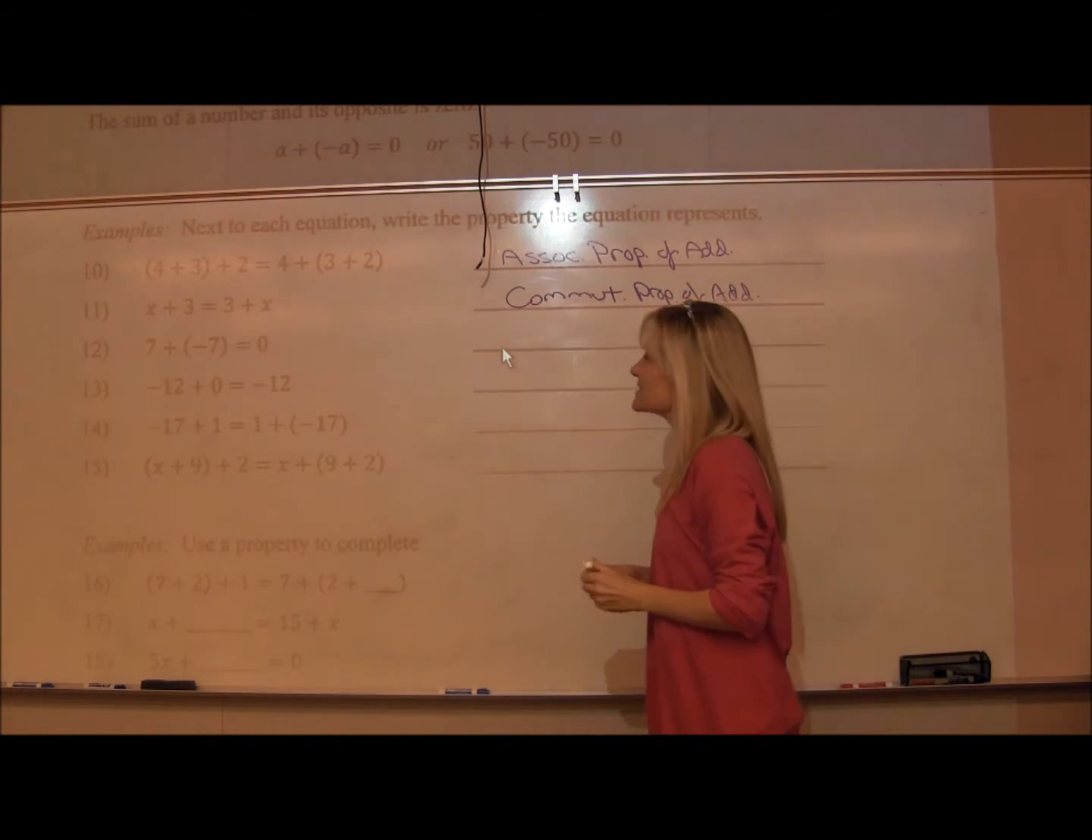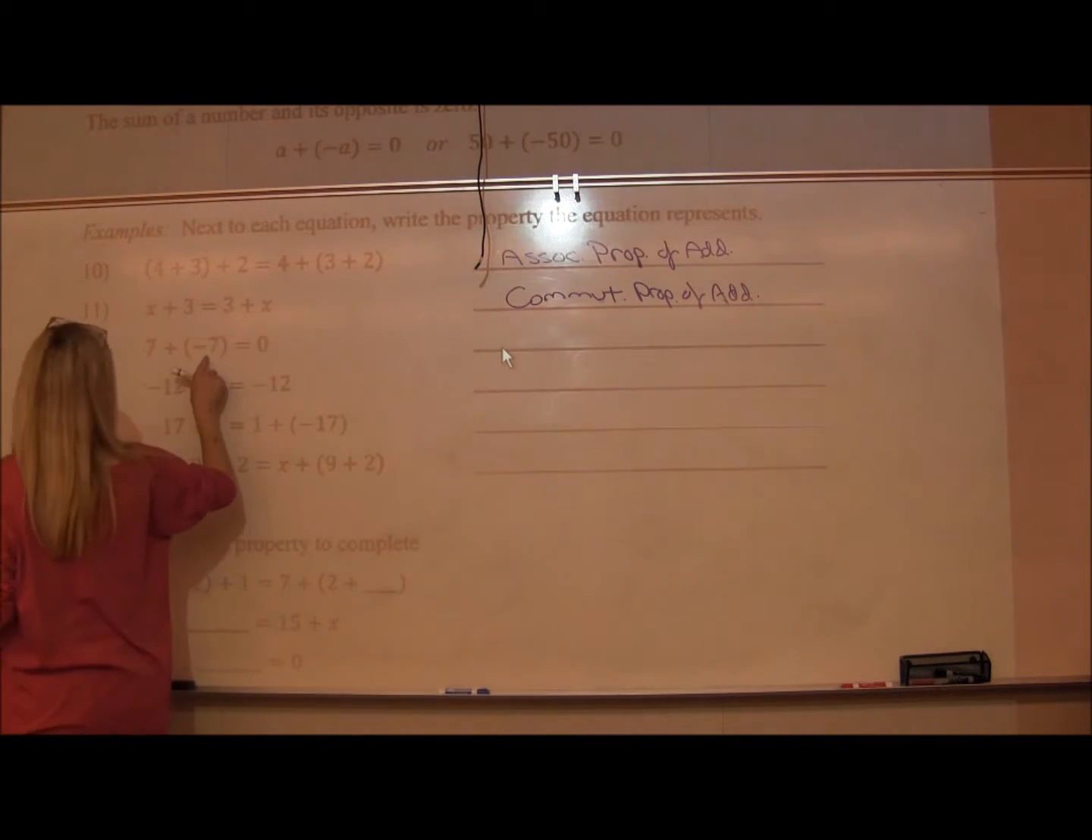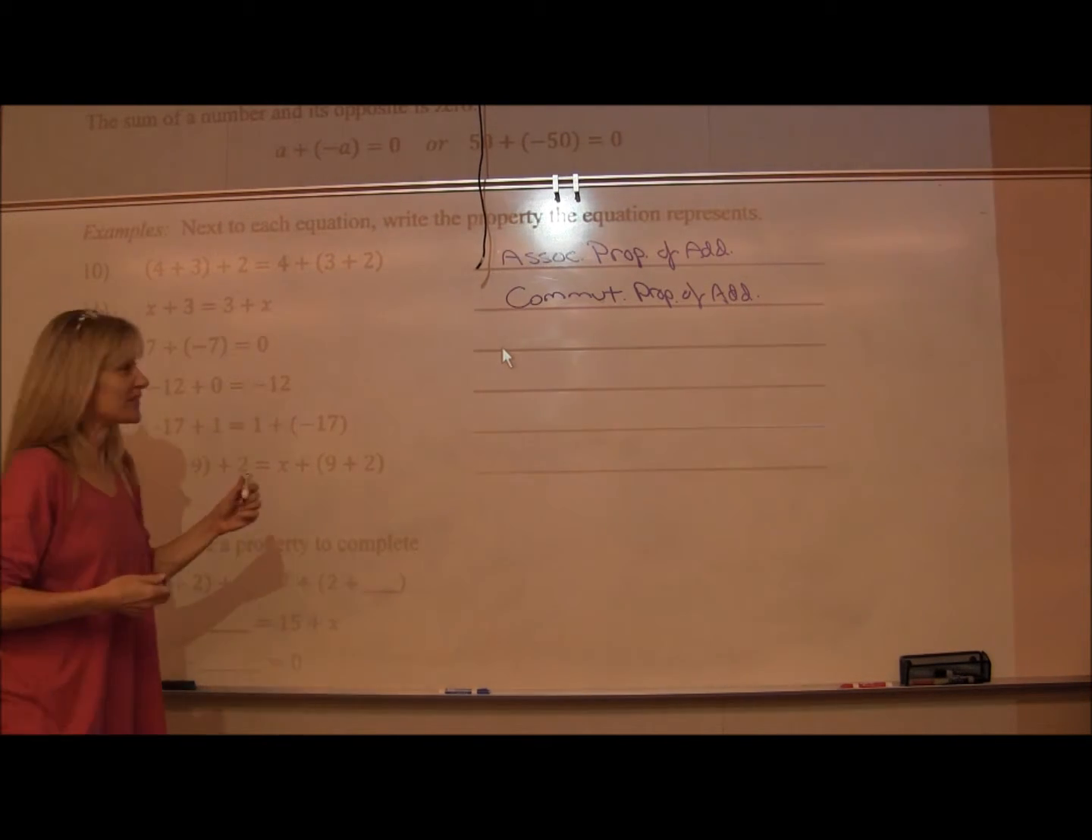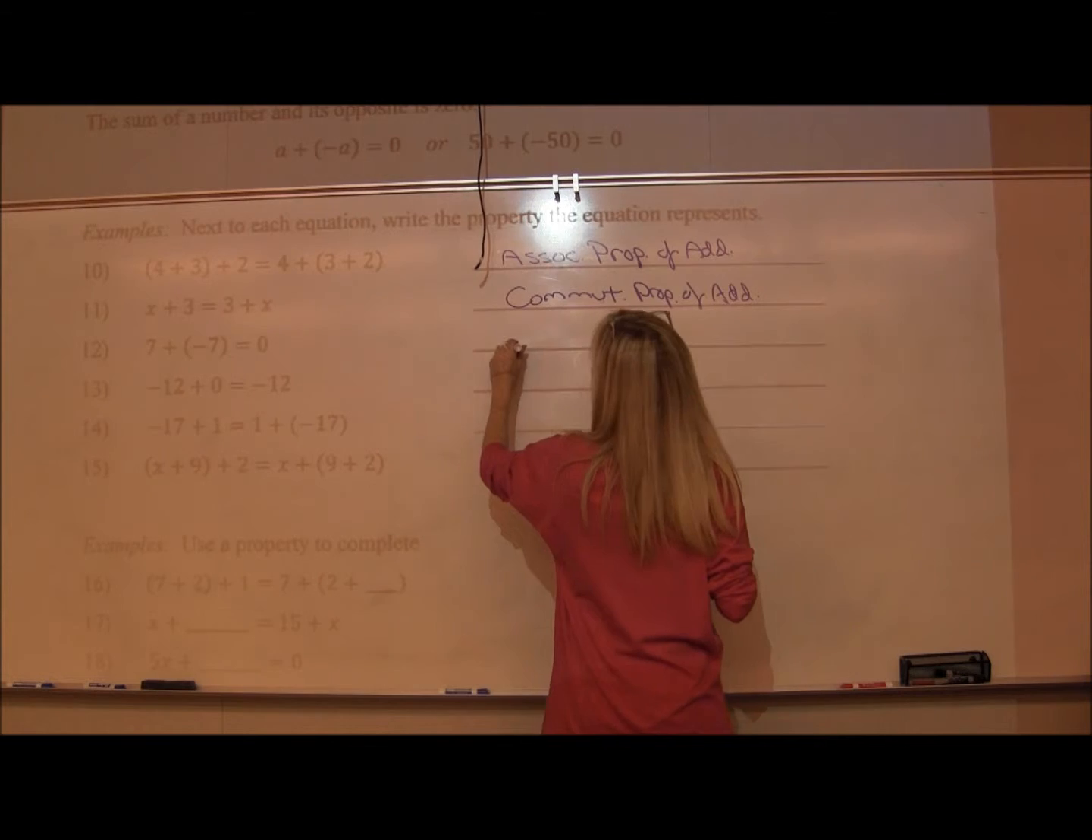Okay. 7 plus the opposite of 7 equals 0. 7 plus negative 7 equals 0. Who knows what property that is? Addition property of opposites.